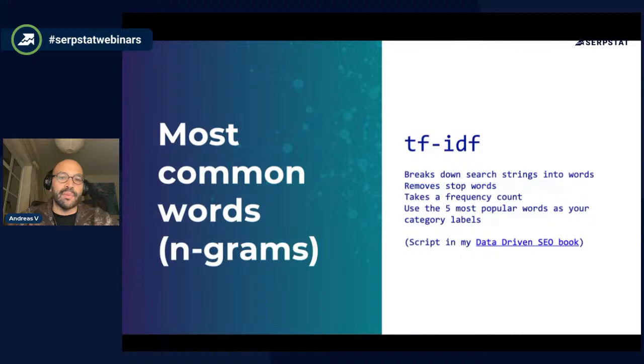You could do something a bit more brute force, using techniques such as TF-IDF, which is a natural language toolkit facility in Python. Basically what happens here is it breaks down the search strings into words, and then it removes all the common words, which we call stop words, and then it takes a frequency count. Then what you would do is use the 5 most popular words as your category labels. There's a script on how to do that in my Data Driven SEO book.